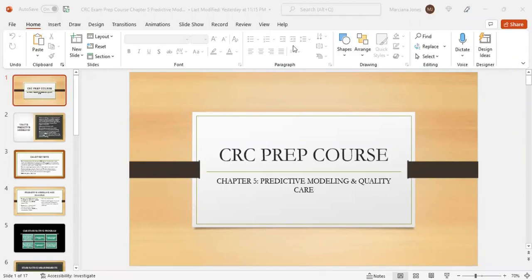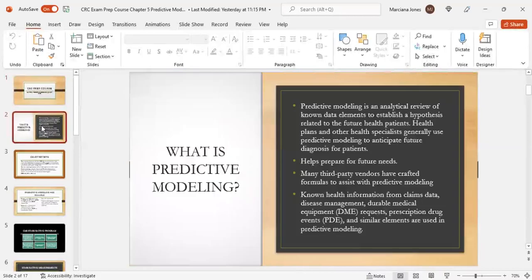You've made it to chapter 5. So now we're going to talk about predictive modeling in quality care. Along with going through the slides, I'll also read through some other notes that I have that'll be important for you to notate and document and keep record of. So we're going to talk about exactly what is predictive modeling.